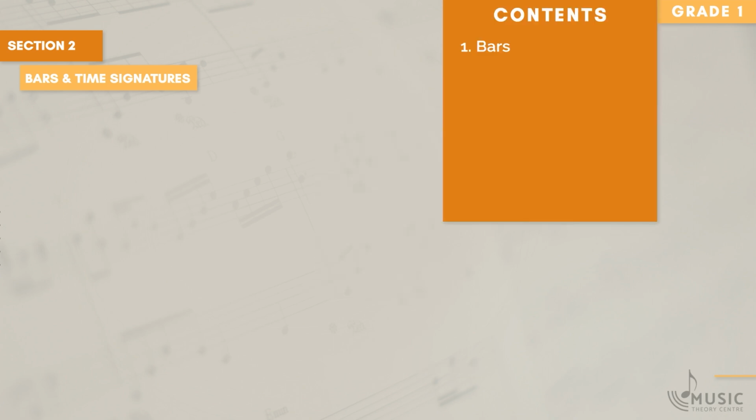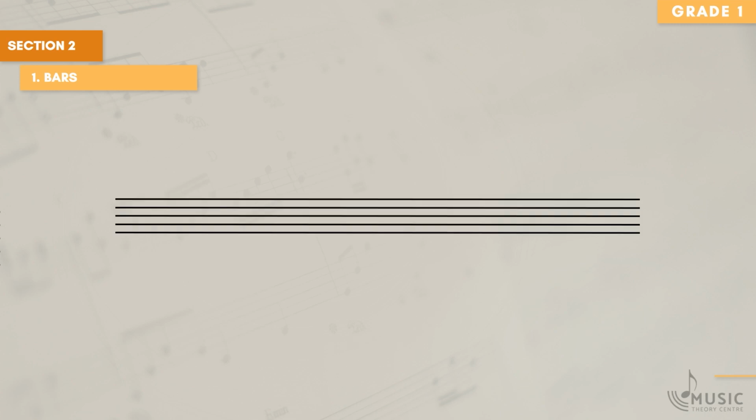This video will cover bars, time signatures, and the beat. 1. Bars. To neatly write music, the stave is split into groups of notes. In Grade 1, this will either be groups of 2, 3, or 4 crotchets. These groups are called bars, or measures in the US, and they are separated by the bar line.